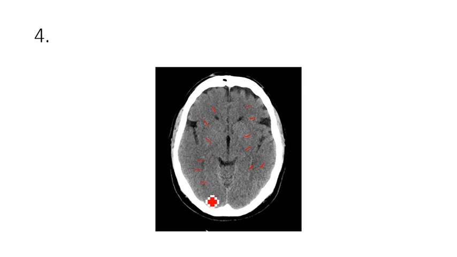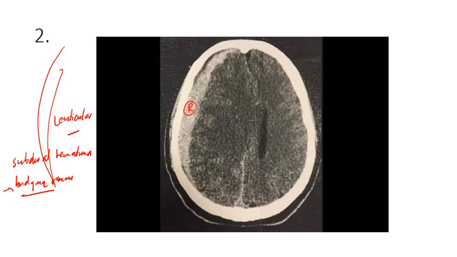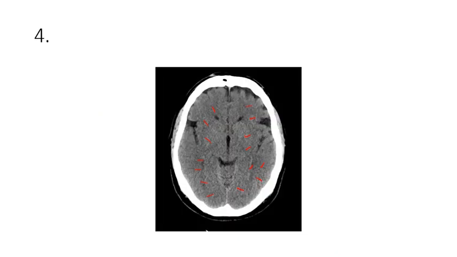Okay, you see the normal sulci and gyri as we have seen in the normal head CT. Let's just look here. You can see sulci and gyri. But in this head CT that we're seeing here, we cannot see the normal sulci and gyri. And so we say there is effacement. Okay, effacement of the sulci and gyri.